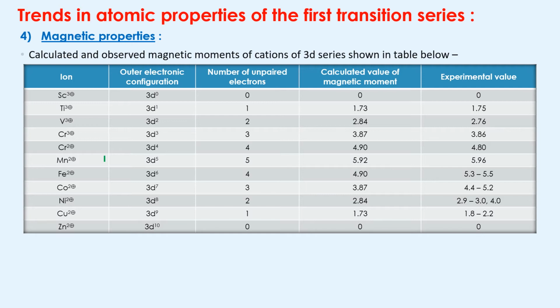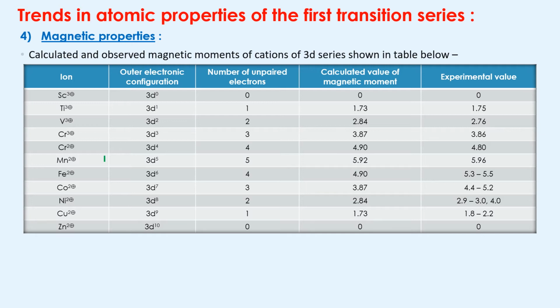Similarly, iron once again shows 4 unpaired electrons, so the calculated value is the same as chromium 2+, that is 4.90, and its experimental value is between 5.3 to 5.5.